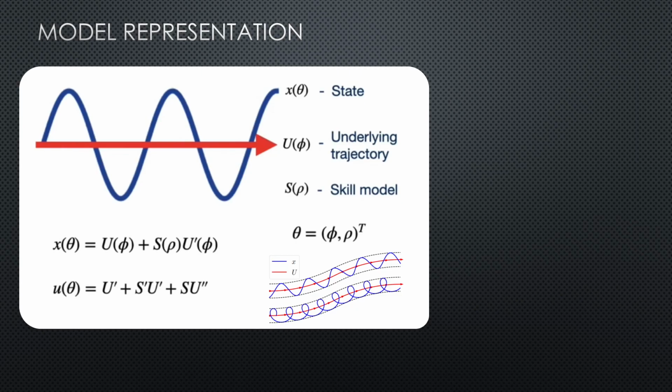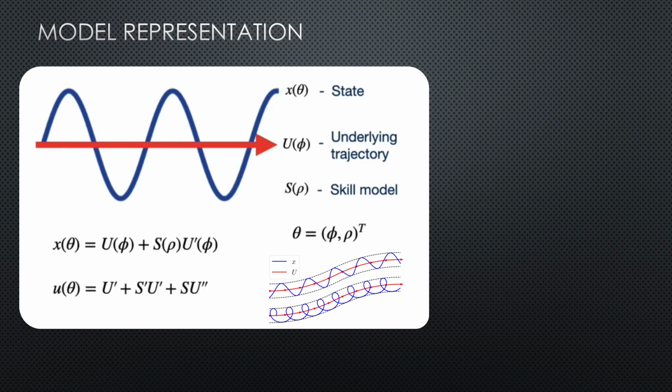So eventually we combine this underlying trajectory and the specific skill or motion pattern to come up with a state that the robot would follow. As we can see here, the state x is parameterized by theta, and it's a combination of the underlying trajectory and the skill model, essentially. And phi is the parameter for the underlying trajectory, and rho is the parameter for the skill model.